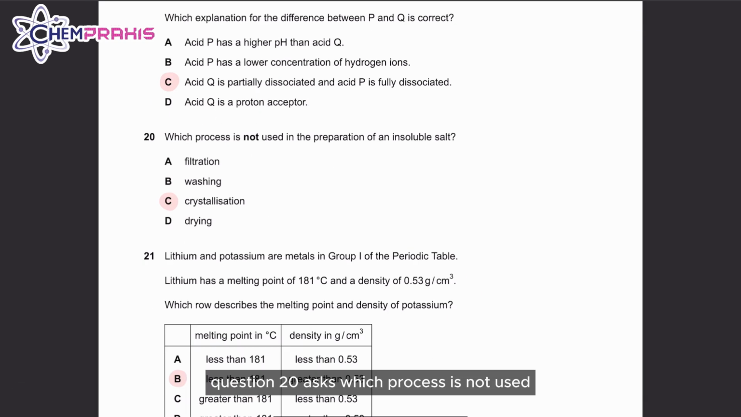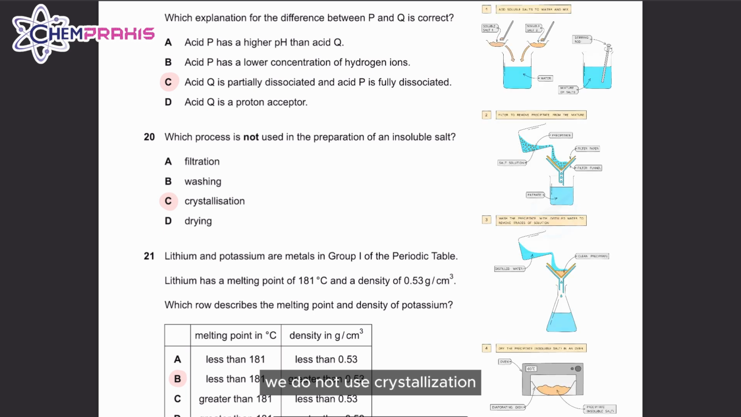Question 20 asks which process is not used in the preparation of an insoluble salt. We do not use crystallization when preparing an insoluble salt, and therefore your answer will be C.